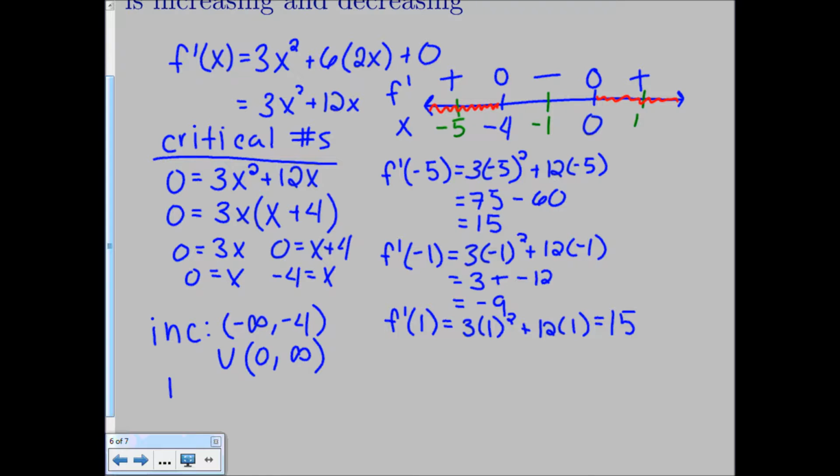And then we could write our decreasing interval. That's going to be the interval between negative 4 and 0, all of those numbers in there, since there are no more critical values there. So that's just the interval from negative 4 to 0. You want to be sure to write the open intervals and not put brackets on them, because the function isn't decreasing at negative 4, because the derivative there is 0. It's not decreasing there because it doesn't have a negative derivative. So you don't want to put brackets on your intervals, because that's wrong.